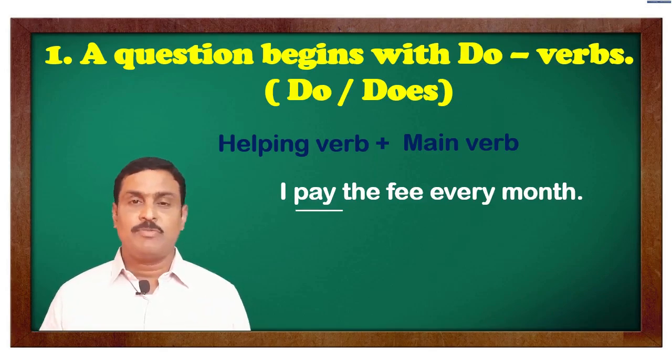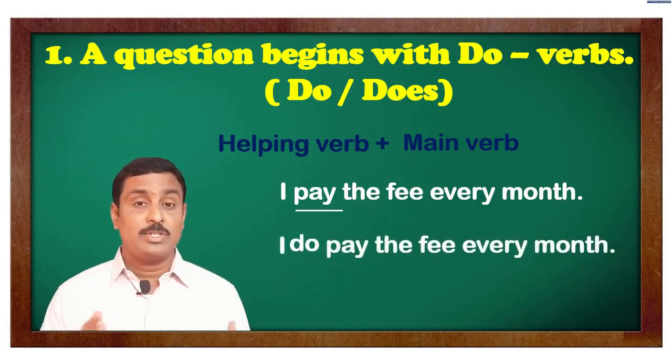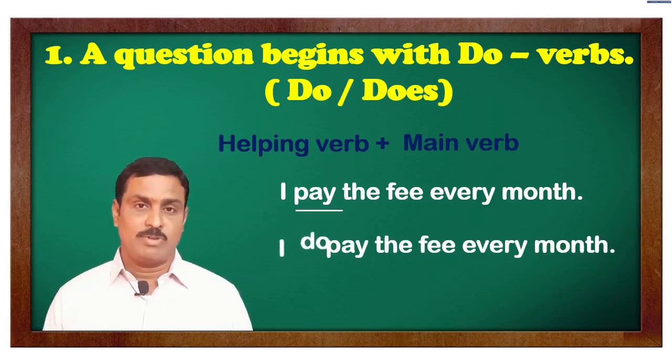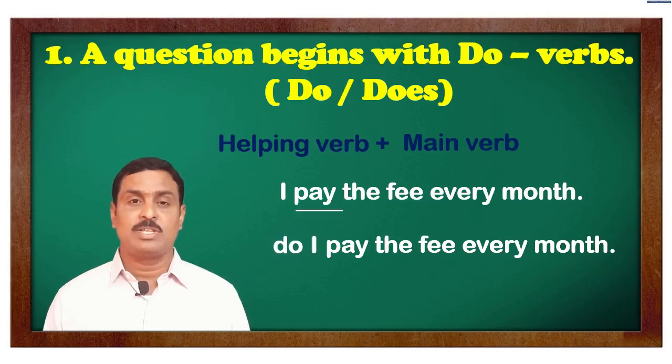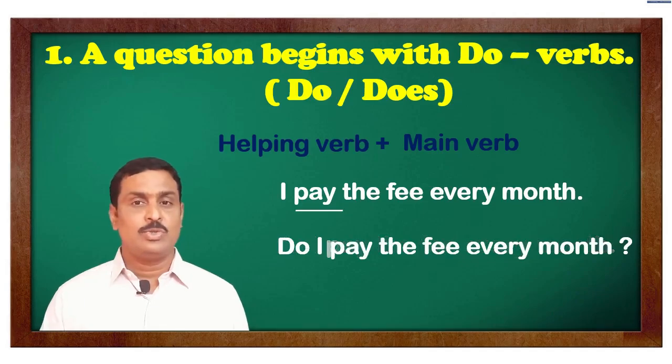Different tenses have different helping verbs, but remember that for the simple present tense, the helping verb is do. Then the sentence is, I do pay the fee every month. To make it a question, we need to bring the helping verb do out of its hiding place to the beginning of the sentence. Then we get the question, do I pay the fee every month?